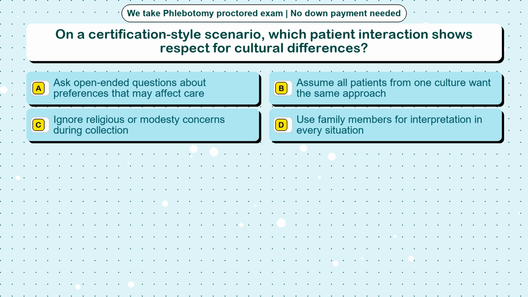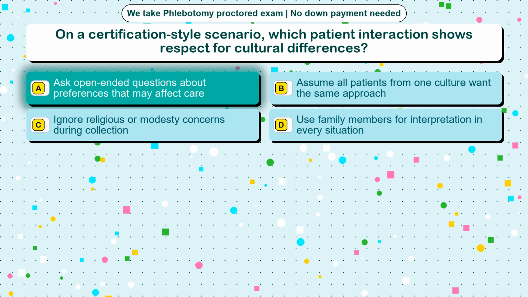Question 99. On a certification-style scenario, which patient interaction shows respect for cultural differences? Option A. Ask open-ended questions about preferences that may affect care. Option B. Assume all patients from one culture want the same approach. Option C. Ignore religious or modesty concerns during collection. Option D. Use family members for interpretation in every situation. The correct answer is option A.